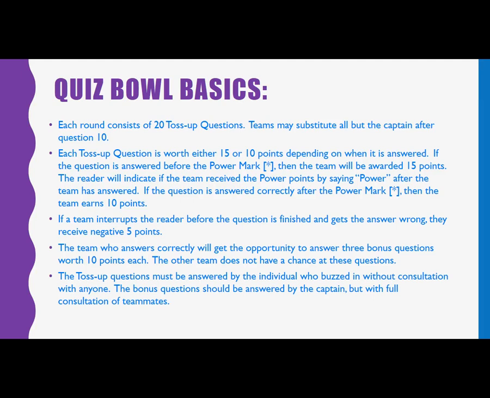If a team interrupts the reader before the question is finished and gets the answer wrong, then they will receive a negative 5 points, also called a neg 5. The team who answers correctly will get the opportunity to answer 3 bonus questions. And there's a spot for those 3 bonus questions on the answer sheet. Those are worth 10 points each. The other team does not have a chance at these questions.